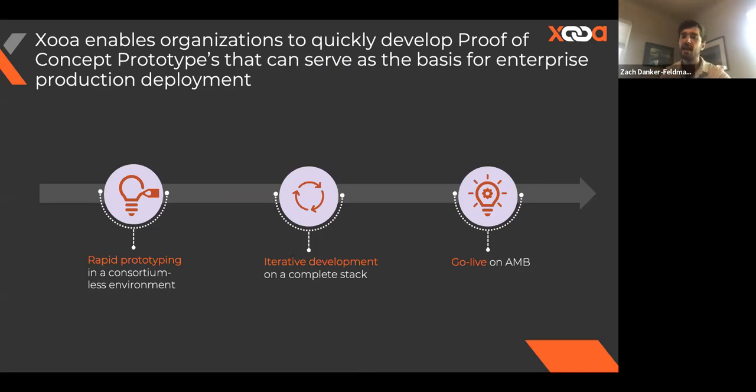You can then do iterative development on a complete stack. So your typical cycle of editing a line of code, deploying, then testing the change takes less than a minute. And then finally, you can go live once you're ready for that production phase on Amazon Managed Blockchain.